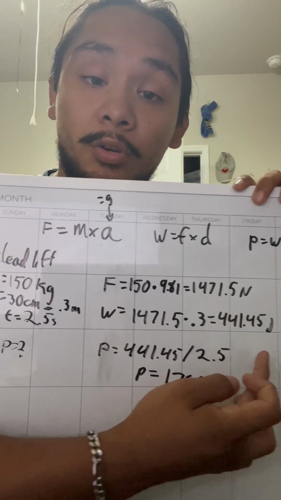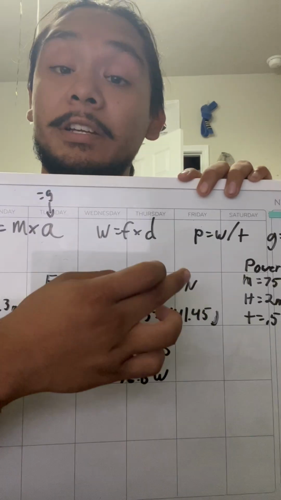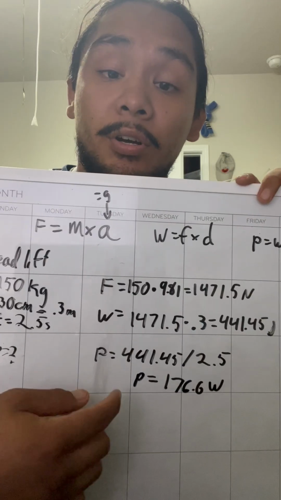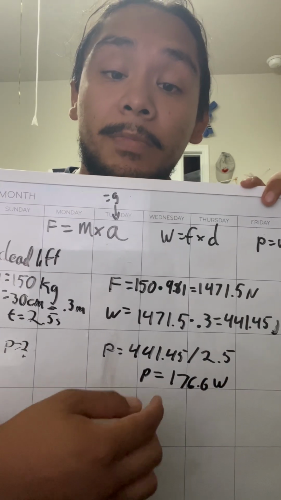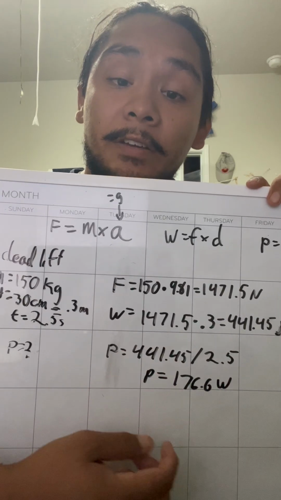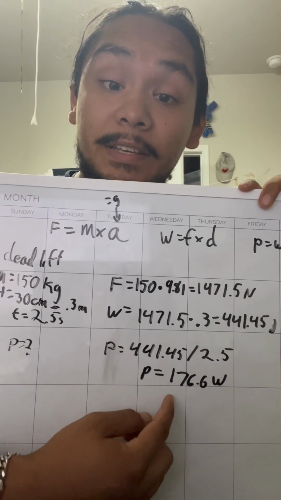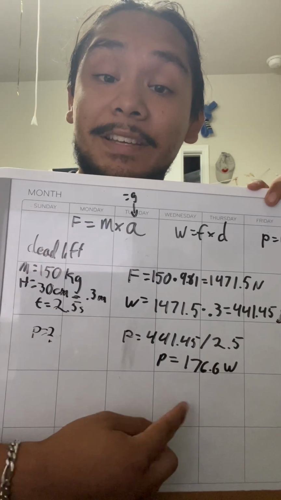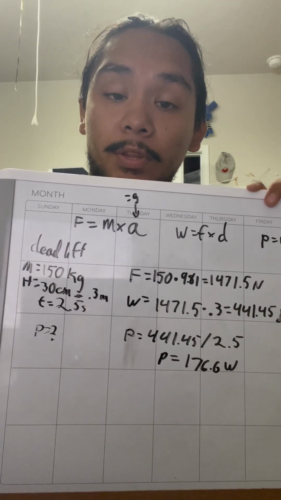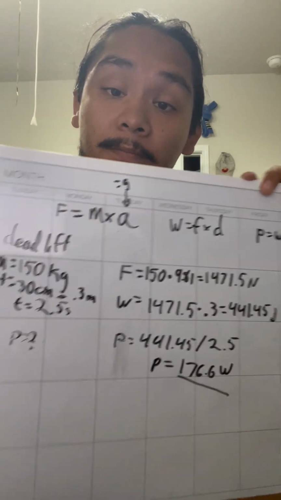Now that we have our work, we can plug it into our power equation. Power is work divided by time. In this case, our work, 441.45, is divided by 2.5, where we arrive at 176.6, measured in watts. So this will be our power output for our deadlift.